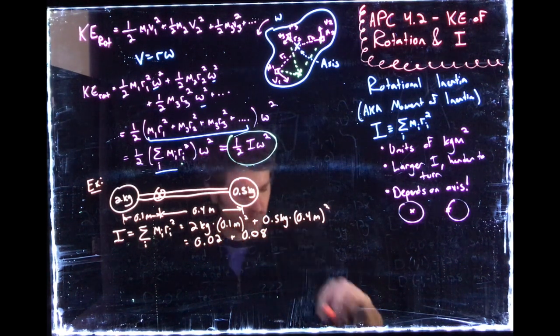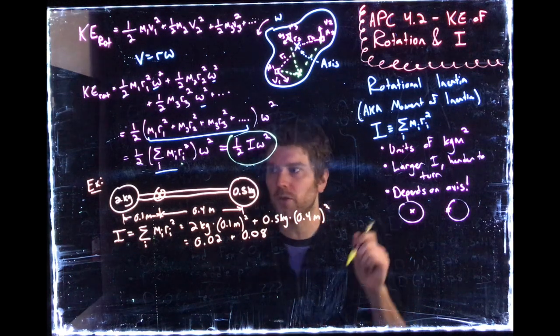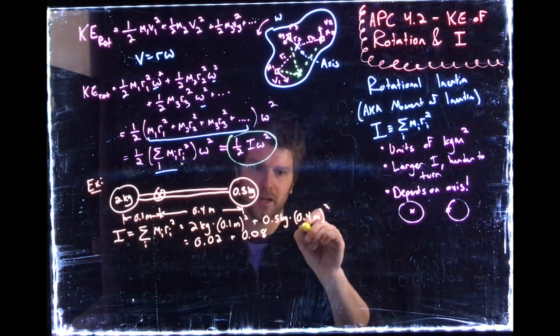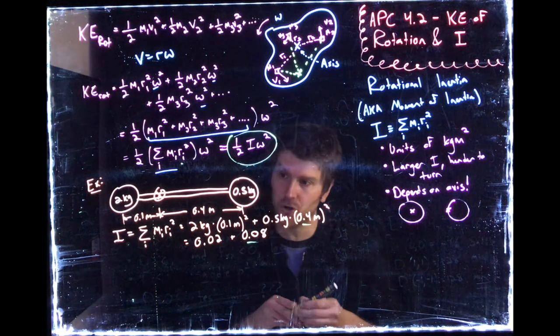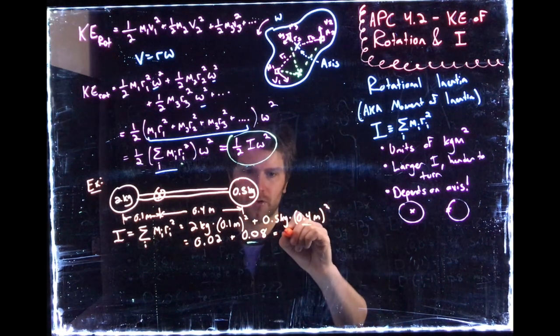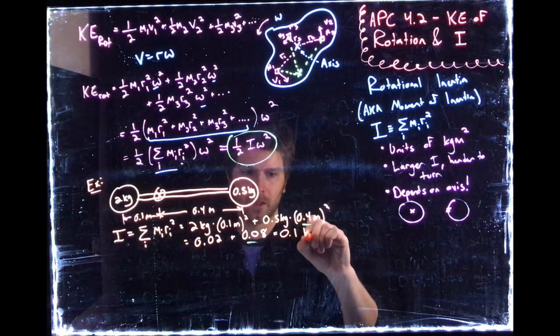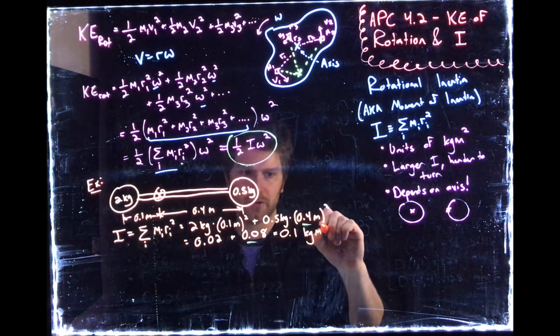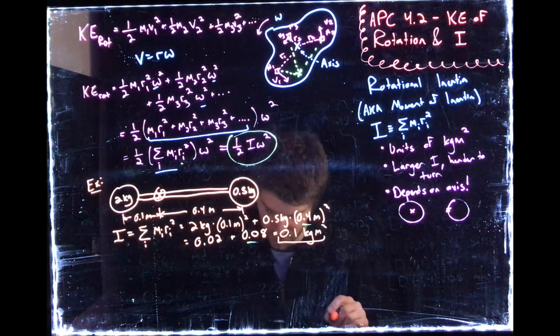And I just want to point out real quick that even though the 0.5 kilogram mass is smaller, because it's further away, it makes a larger contribution to our moment of inertia. And I know that 0.02 plus 0.08 is 0.1 kilogram meters squared. So that is the rotational inertia of this object.